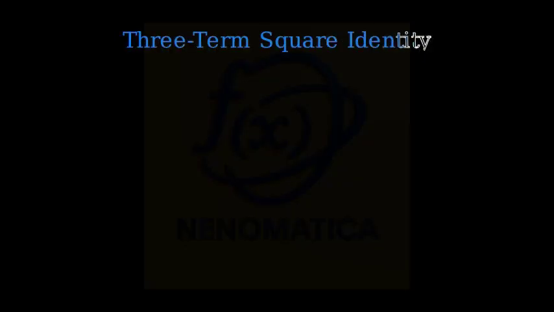Welcome to our mathematics video. Today we'll explore an interesting algebraic identity involving three terms and their squares. This identity relates the sum of squares of three terms to the square of their sum minus twice their products.